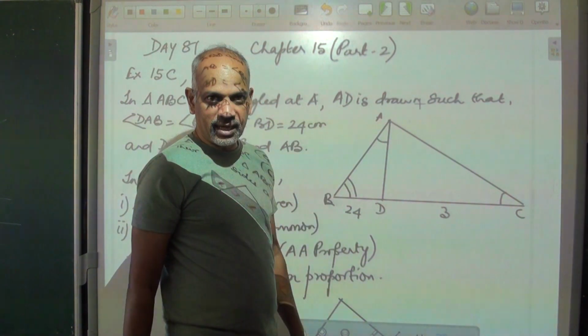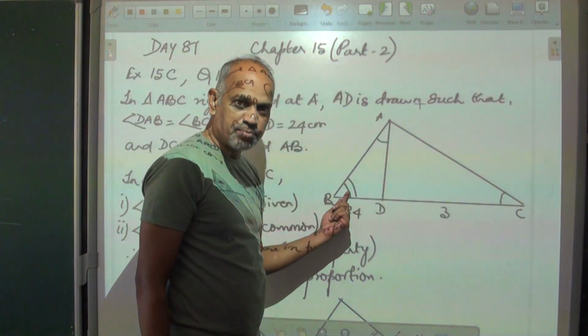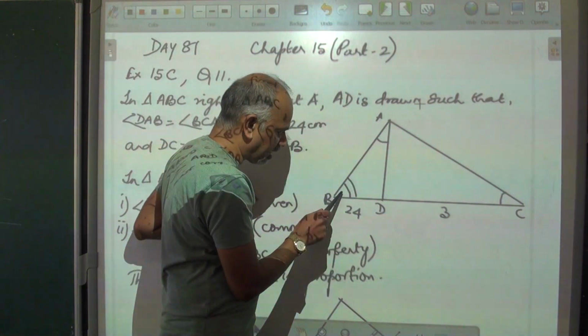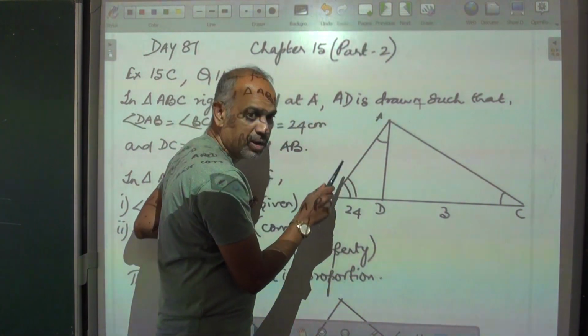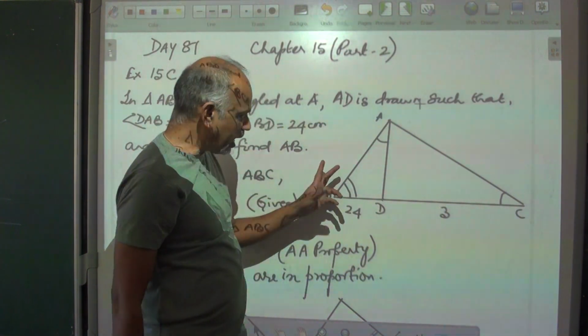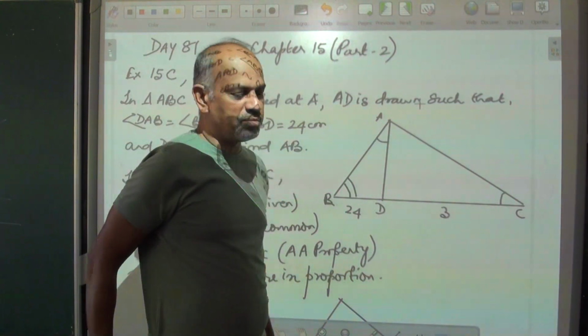And about the second angle, in the bigger triangle ABC, angle B is marked with a double arc, and in the smaller triangle also angle B is marked with a double arc. Okay. So that becomes the common angle. So 2 angles are equal in these 2 triangles, therefore these 2 triangles are similar.